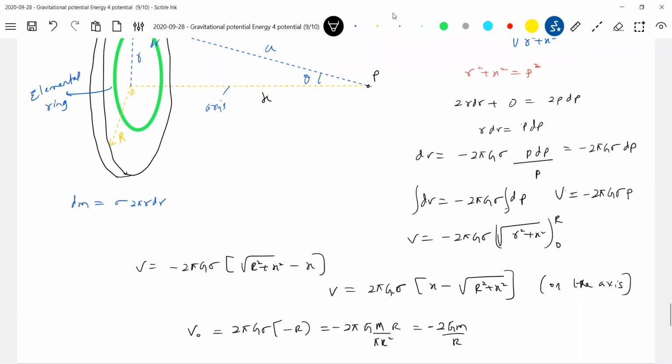Got the basic idea? For several bodies, you can put it. So our final answer will be this, at the center of the disk.